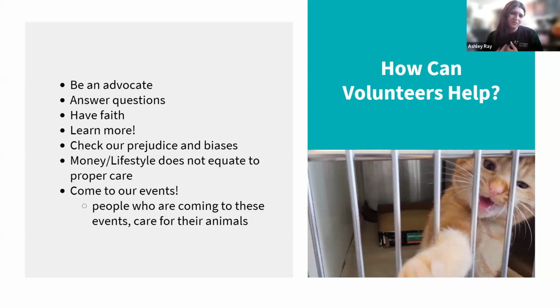Is it something you're noticing that's actually going to be an issue, or is it your own bias? Does that person not talk the way you would talk about animals? Or do they maybe have some misconceptions, but nothing actually super harmful? Just taking a moment to check our own prejudices and biases can be a huge help in understanding that other people's lives are different than ours. Money and lifestyle do not equate to proper care. We know at Michigan Humane tons and tons of people who are on the cusp of being unhoused or are unhoused, and they would lay their life down for their animals and make sure they have everything they need.